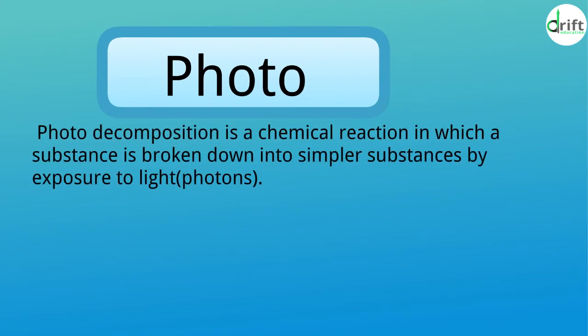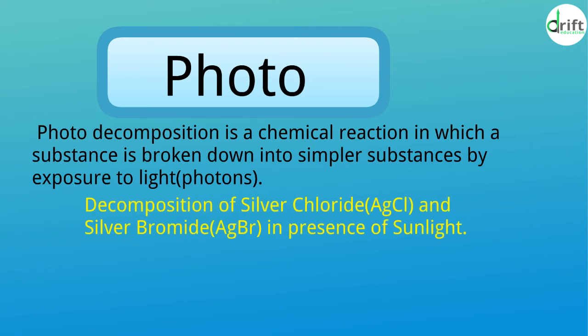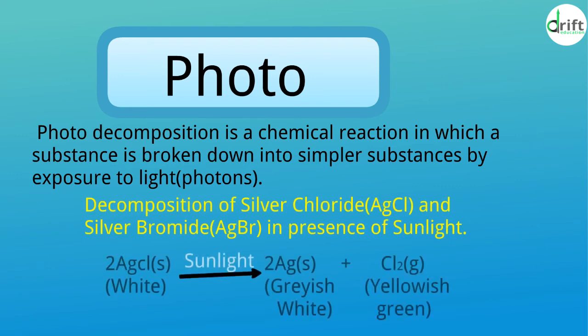Third one is photodecomposition reaction. Photodecomposition is a chemical reaction in which a substance is broken down into simpler substances by exposure to light, that is, photons. Example, decomposition of silver chloride and silver bromide. 2AgCl, silver chloride, decomposes on exposure to sunlight to give 2Ag, solid, and Cl2, gas.